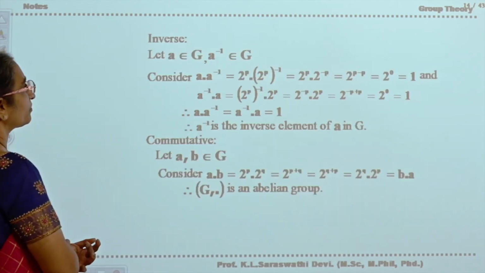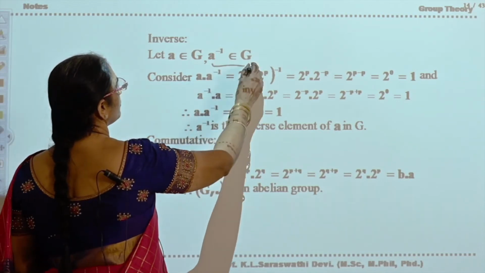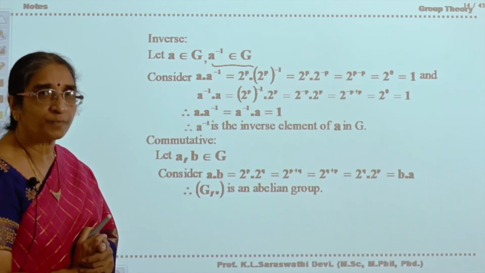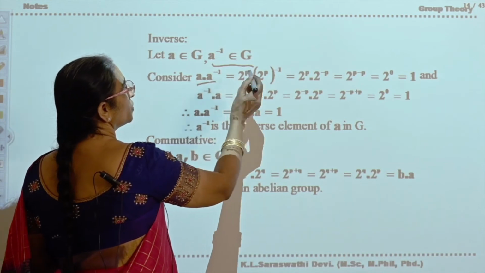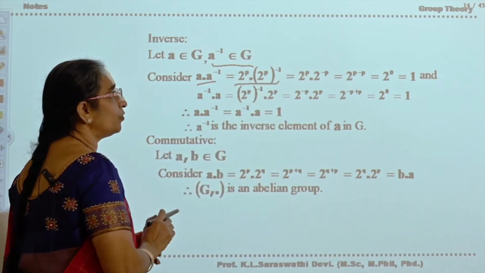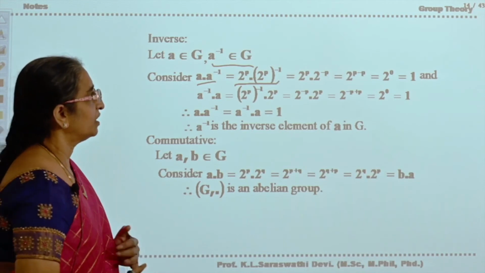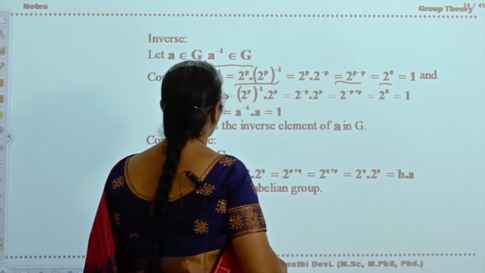Next, A belongs to G. A inverse belongs to G. We have to show that. Now, A inverse is nothing but 2 power P whole inverse. Consider A into A inverse. So, 2 power P into 2 power P whole inverse is 2 power P into 2 power minus P, that is 2 power P minus P, that is 2 power 0 is equal to 1.